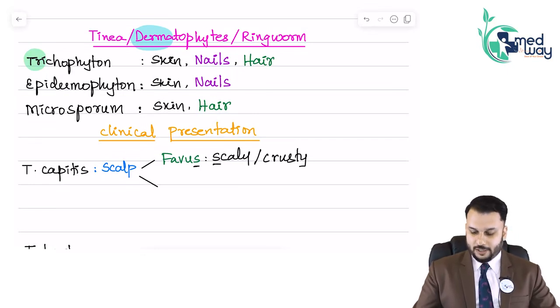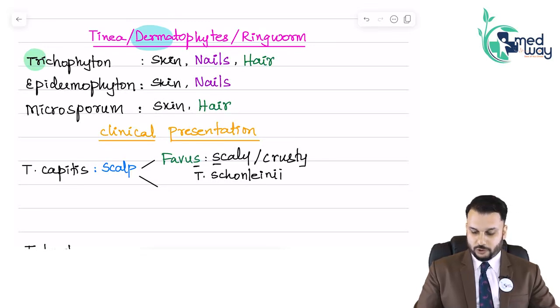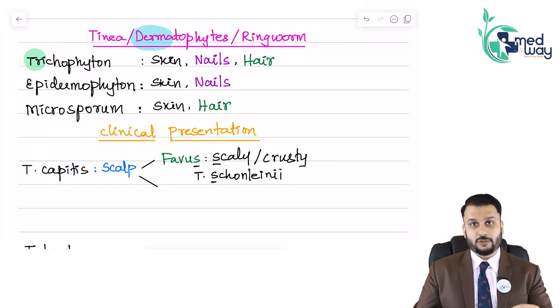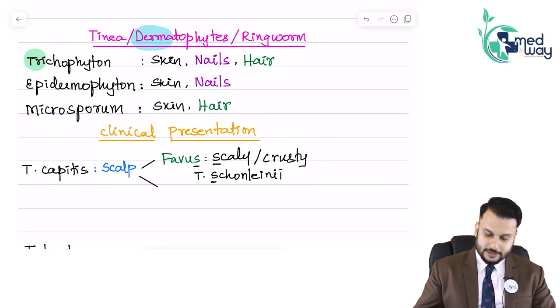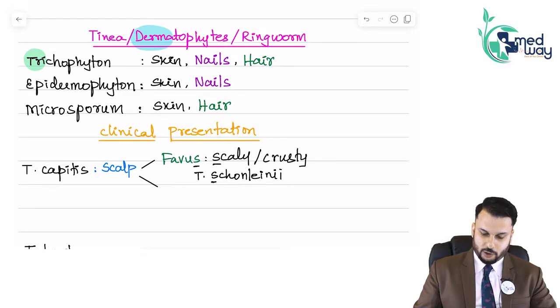Another reason why I made you highlight that word there is it is caused by one fungus which is called Schonlein. Okay, it's caused by Schonlein. So technically the triple S here: favus, S for psoriasis-like scaly lesions, and then Schonlein is the organism causing this. Next type of infection of the scalp goes by the name of kerion.